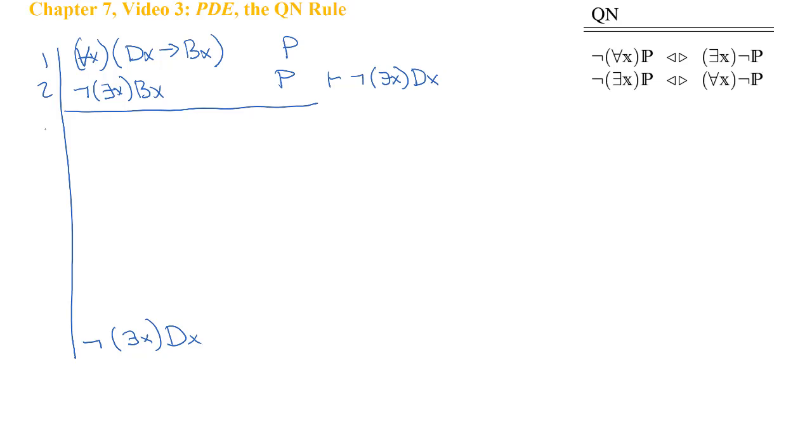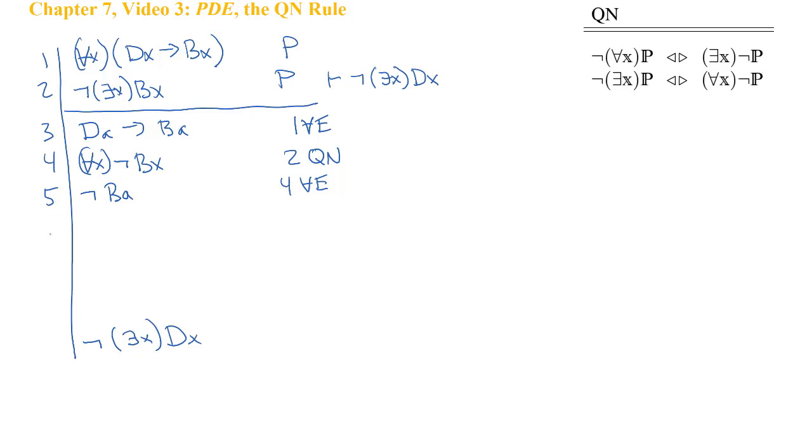First off, let's do universal elimination on line 1, and that'll get us Da arrow Ba. Now let's do a quantifier negation on line 2. That moves the hook inside and gives us a universal claim to work with. That's one of the things that can be useful about the quantifier negation rule, is in some cases you'd rather deal with a quantifier than a hook, in other cases you'd rather deal with the hook than the quantifier. It just takes practice to know when it can be most useful. Now that 4 is a universal claim, we can do universal elimination on it and get not Ba. 3 and 5 are now set up for modus tollens.